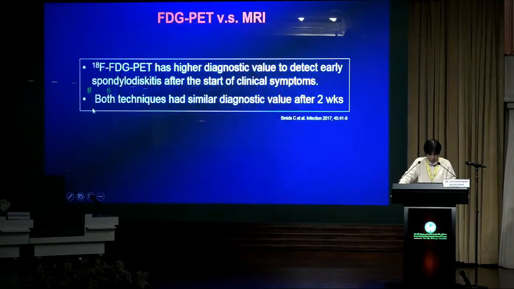Moving on to PET and MR imaging. FDG PET has higher diagnostic value to detect early spondylodiscitis after the start of clinical symptoms. Both techniques, PET and MR, had similar diagnostic value after 2 weeks.